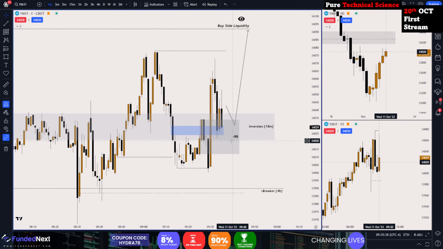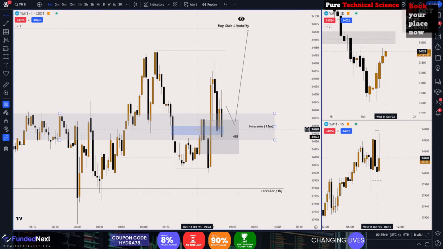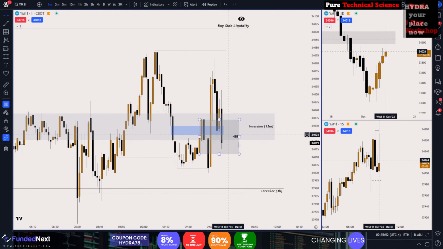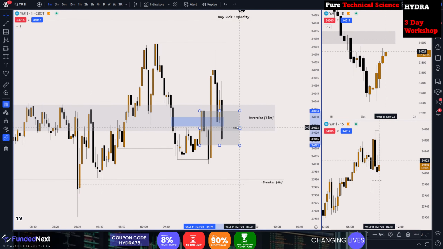before FOMC. Look at the delivery here. As soon as price retested this breaker, I would like to see price delivering towards buy side aggressively, not doing things like this, but here, as you can see, it's expanding lower. So I will continue to tape read with you all.